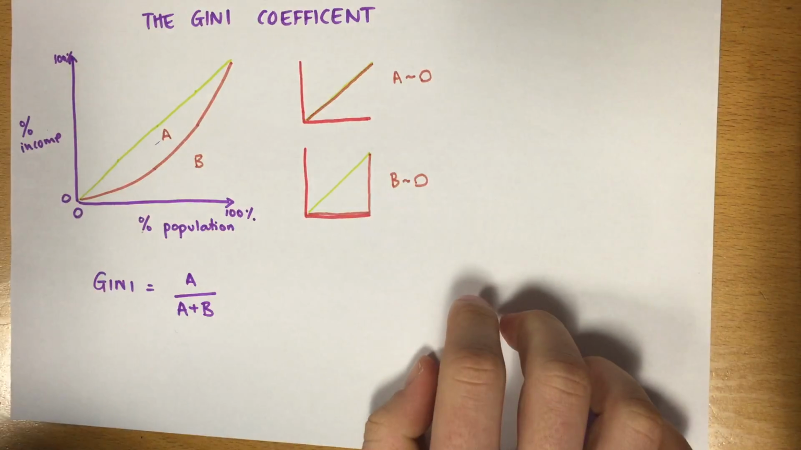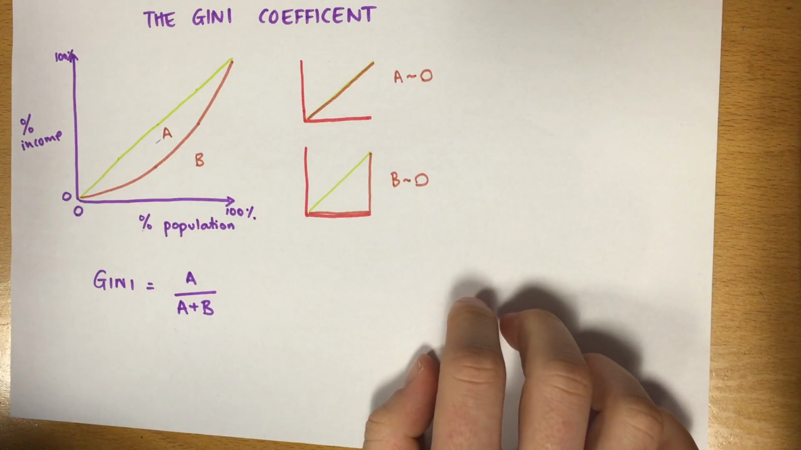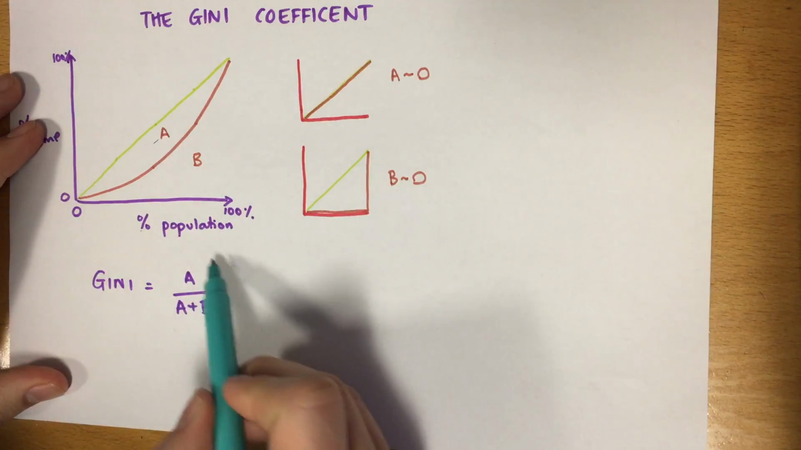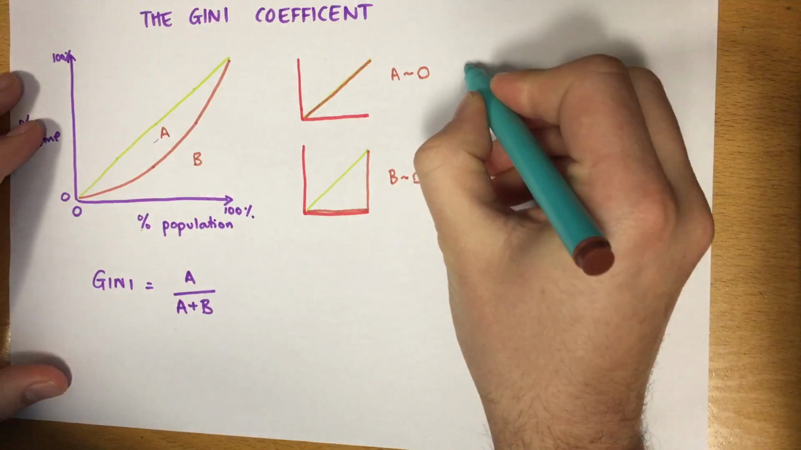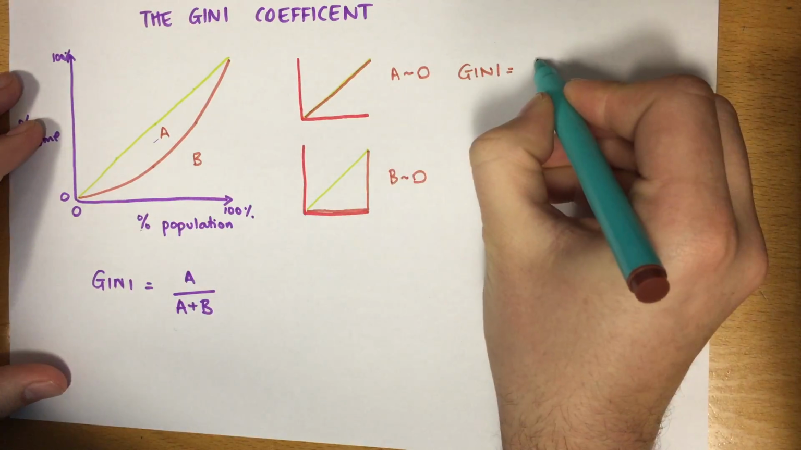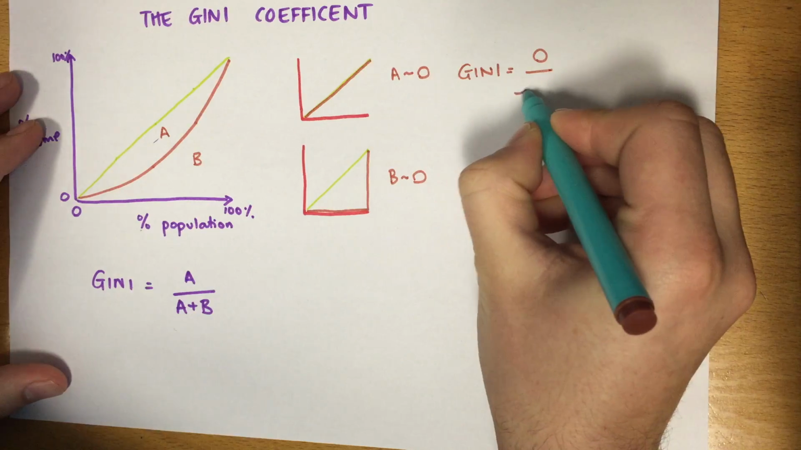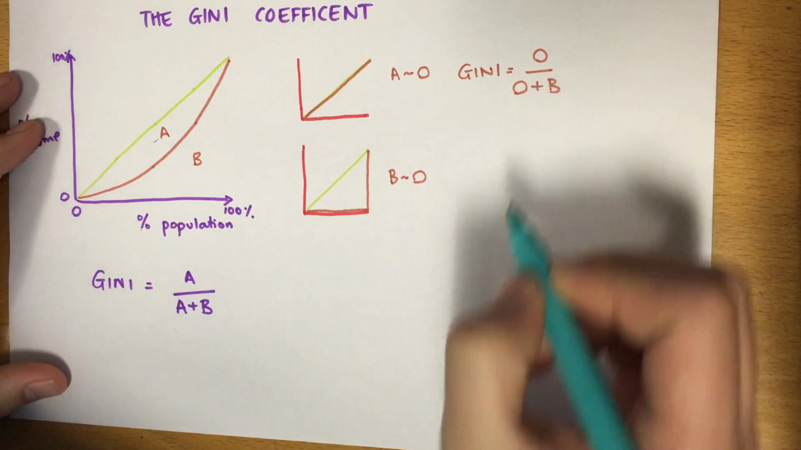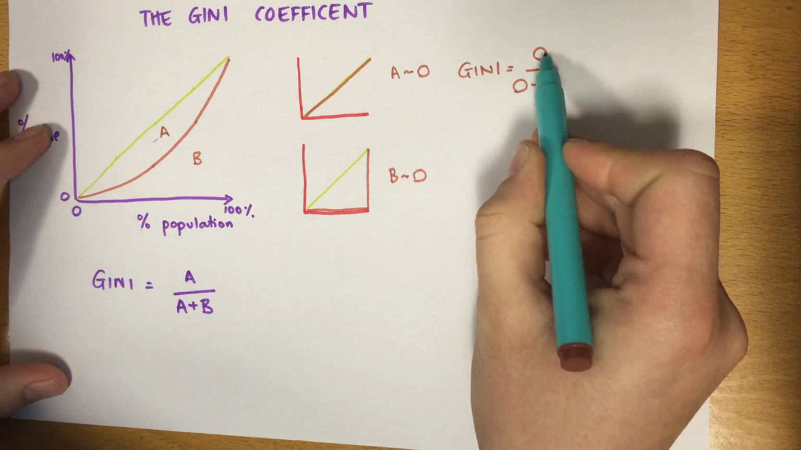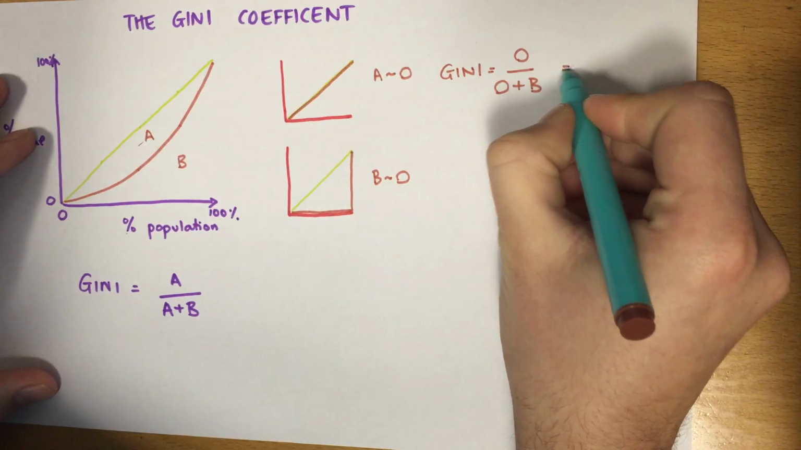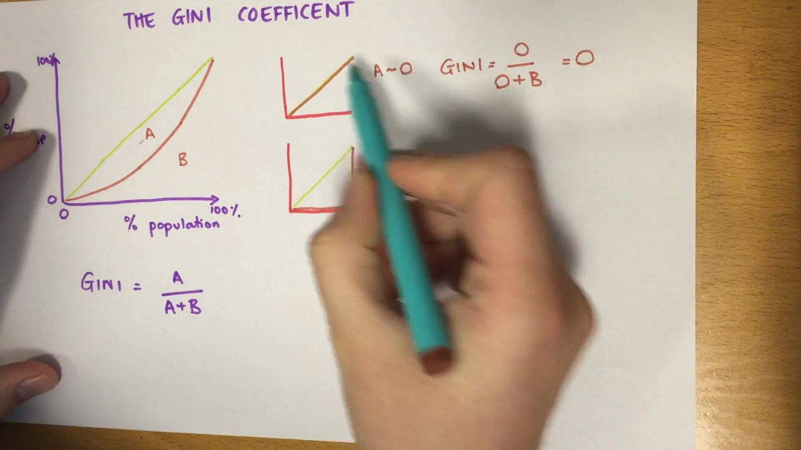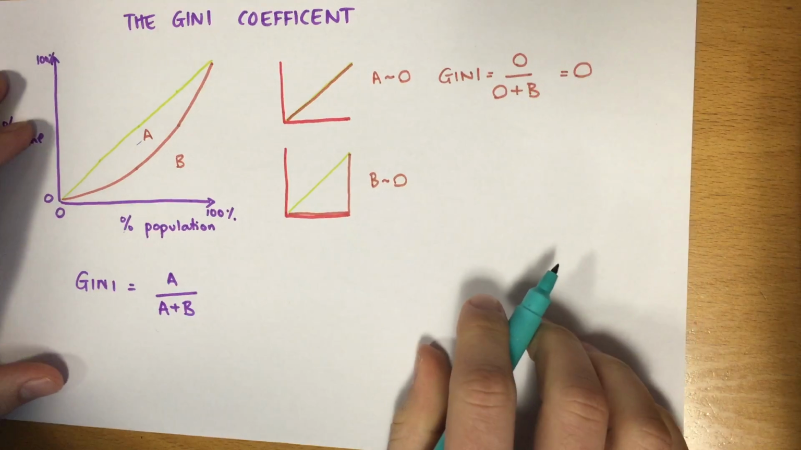On the perfect equality variation that I have at the top, when A is going towards 0, if I plug this into my Gini coefficient, so here Gini equals A, which is nearly 0, over 0 plus B. So whatever B is underneath, that's 0 and that's 0, nothing over whatever it is, my Gini coefficient is going to be 0. So in a perfectly equal society, Gini will equal 0.